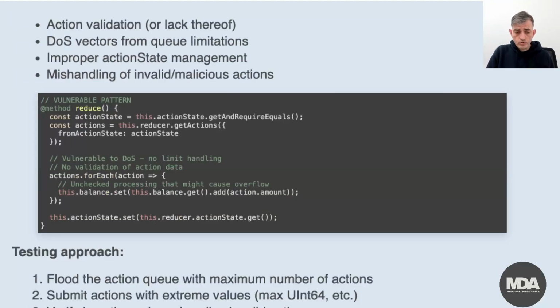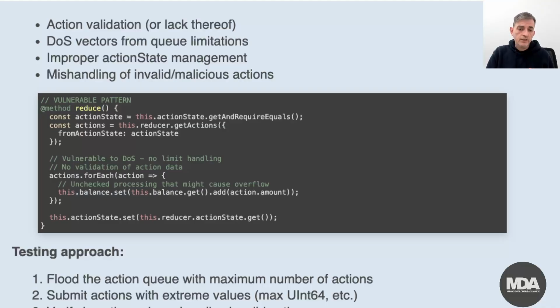So if you think that this is a possibility and you want to find out some ways to test it, you would have a very large action queue, so flood the queue up to the maximum number of actions that are possible. For the actions that you've submitted, try putting in some extreme values and seeing if they are being handled correctly.